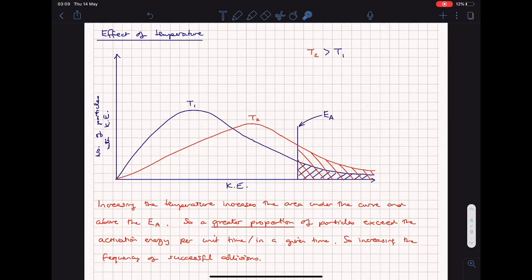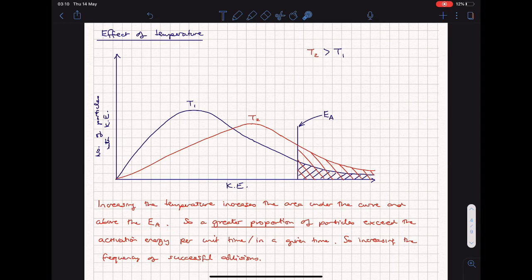So how can I explain using the Boltzmann distribution curve that increase in temperature will increase the rate of reaction? Well, you can see for the curve at high temperature, the area under the curve above the activation energy is actually greater or larger than the area under the curve above the activation energy for the lower temperature one. So this means there's a greater proportion of particles that exceed the activation energy in a given time that will react. So there's a bigger batch of particles every second of the reaction that will exceed the activation energy and convert to the products. So I've written here, increasing the temperature increases the area under the curve and above the activation energy.